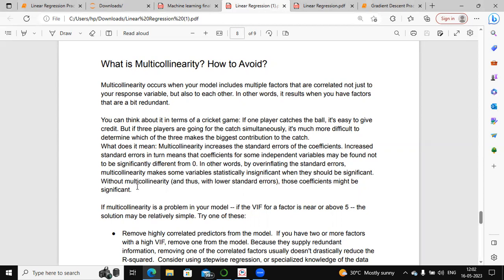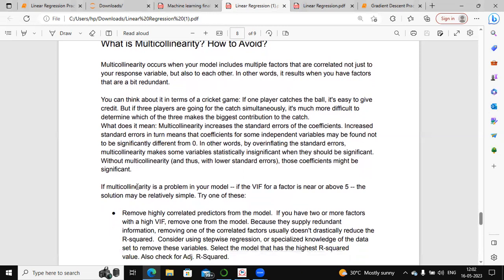So just understand this. If your independent variables are related to each other, instead of being related only to the dependent variable, then there is multicollinearity. You should take care of this multicollinearity by doing feature engineering or just dropping one of the variables.